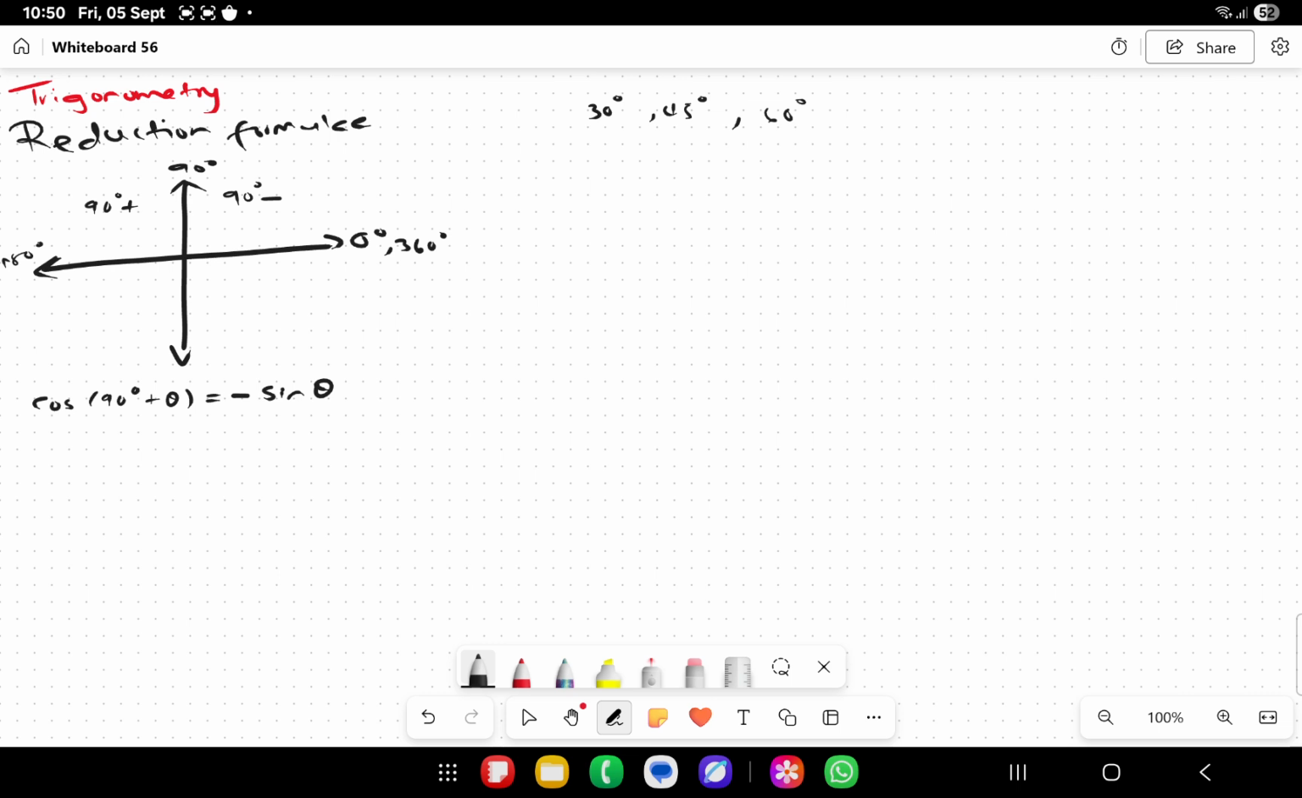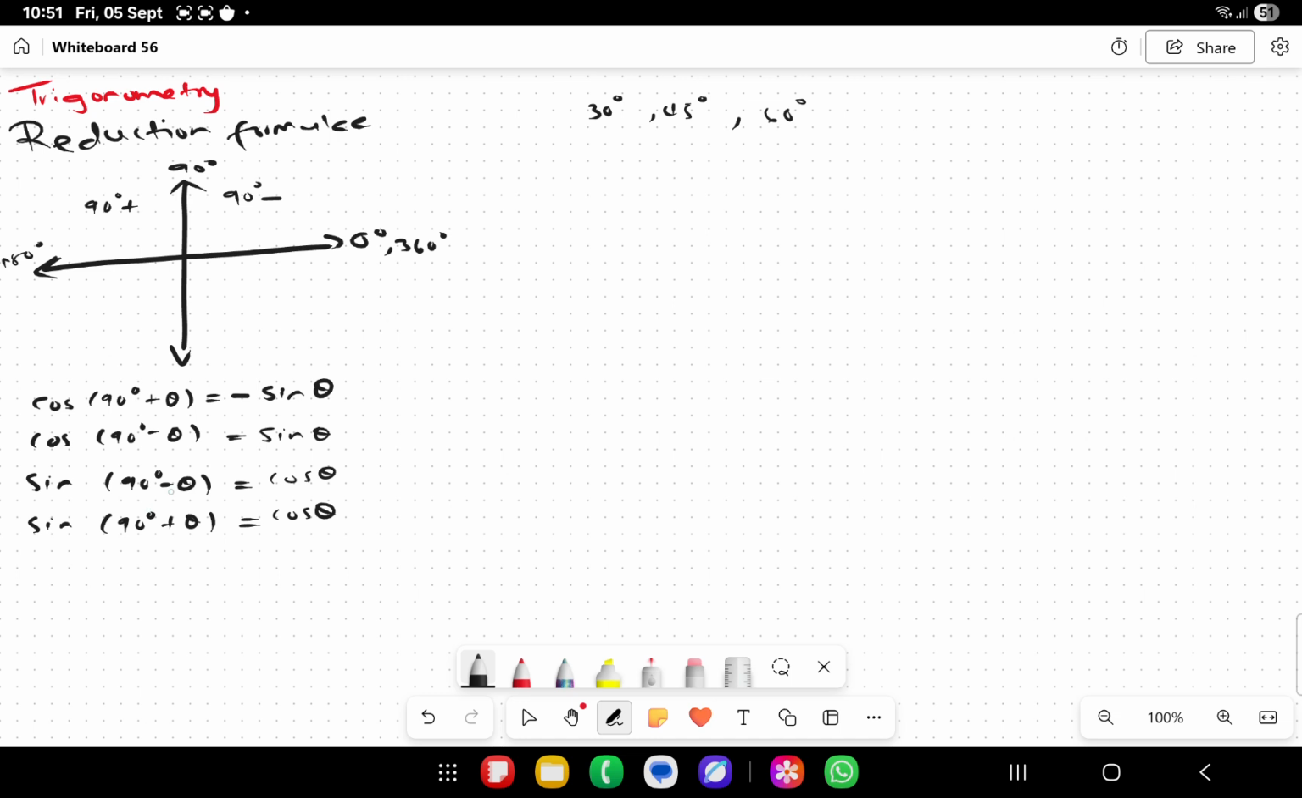Let's go. So if I have cos of 90 degrees minus theta, this will be positive sine theta. If I have sine of 90 degrees minus theta, this will be cos theta. If I have sine of 90 degrees plus theta, this will be cos theta.